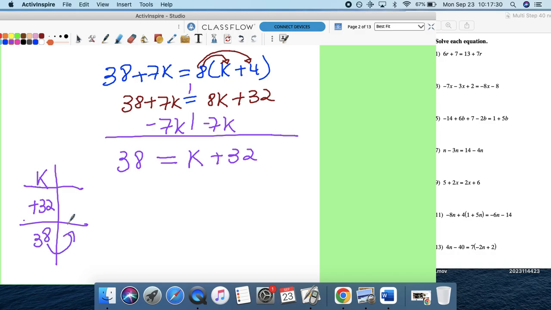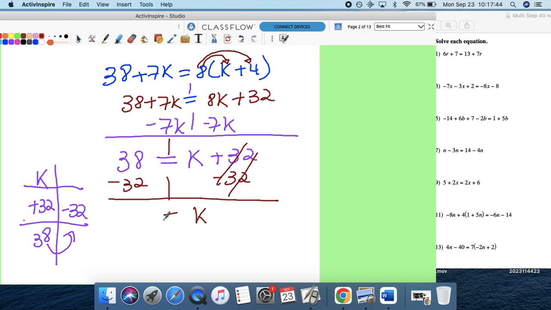The inverse operation that we need to do to solve this equation is subtract 32 from both sides. So minus 32 on this side, minus 32 on this side. Those two will go away, k will come down, and 38 minus 32 is 6. So the answer, the value of k, is 6. When k equals 6, this equation becomes true.